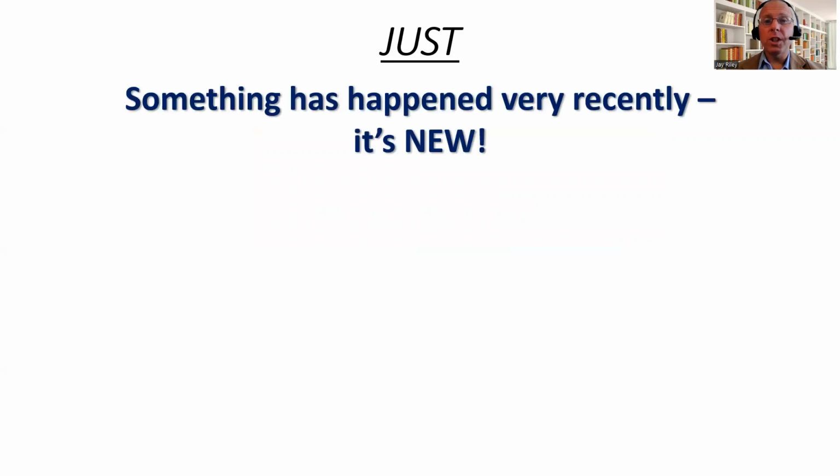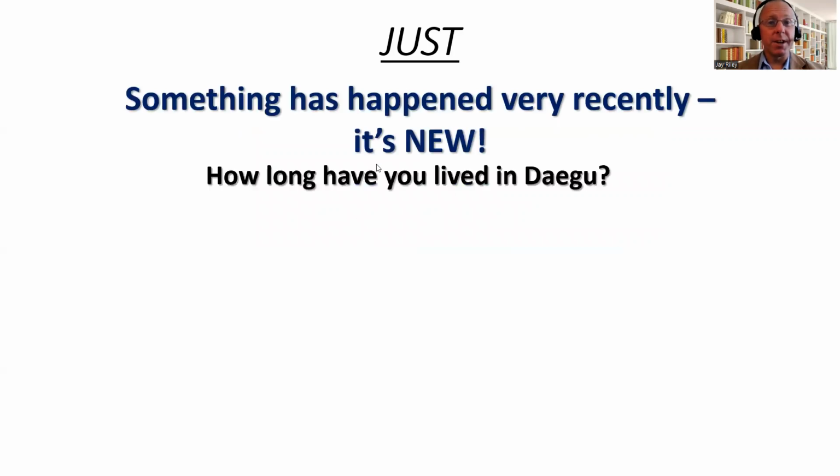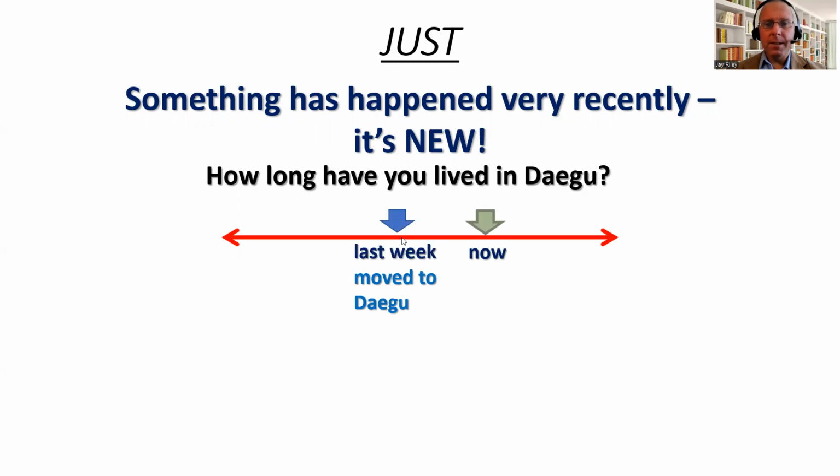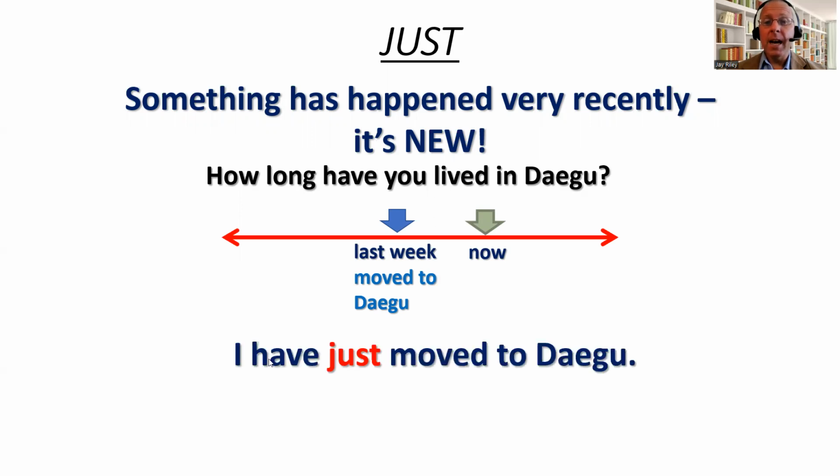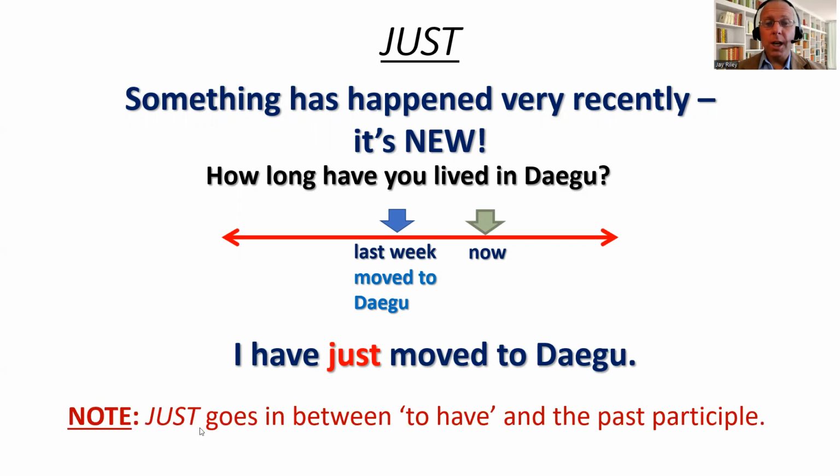Just, we use just when something happened very recently. It's very new. For example, how long have you lived in Daegu? Here is now. Here's last week when you moved to Daegu. So it's happened very recently. You would say, I have just moved to Daegu. Just goes in between to have and the past participle.